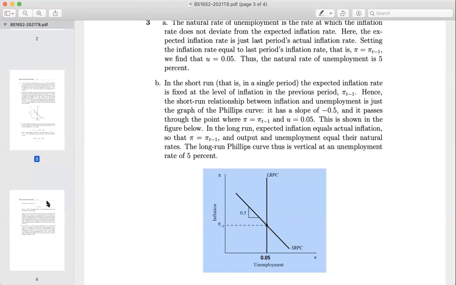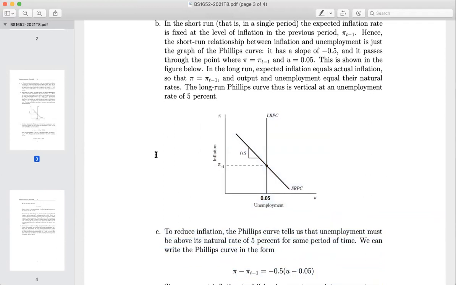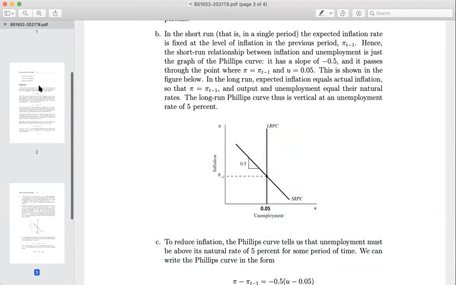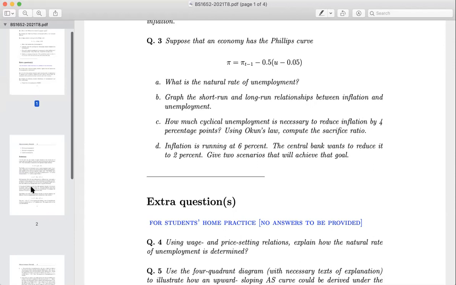Moving to the next question. In the next question, we want to reduce inflation by 4%. We have this equation about inflation, the Phillips curve, and we want to reduce inflation by 4%. So how much cyclical unemployment is necessary to do so? Basically, we calculate the unemployment rate and subtract the natural rate of unemployment, the deviation from the natural rate, which we already calculated in point A as 5%.